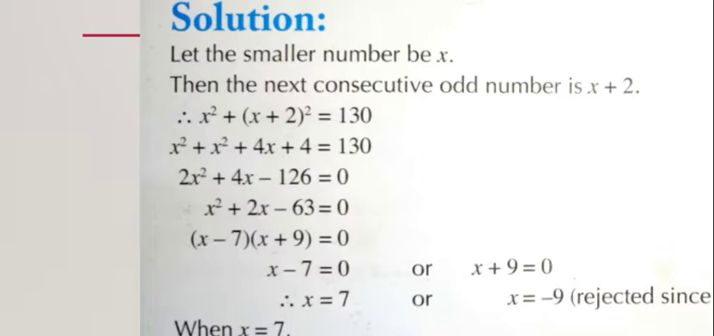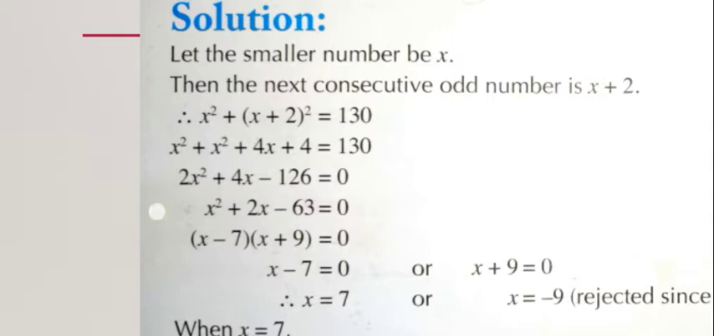Then we just solve. So we square them. x squared is just x squared. x plus 2 squared is x squared plus 4x plus 4. And then we have 2 x squares here, so just combine them, become 2x squared. And then the 130 here, we can move from the right side to the left side, become minus 130. So 4 minus 130 is minus 126, right?